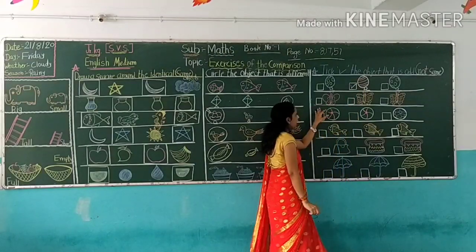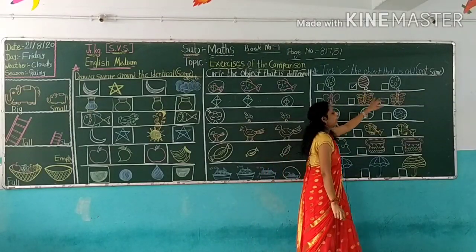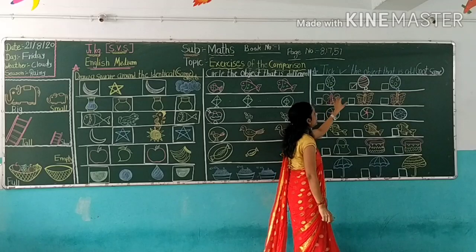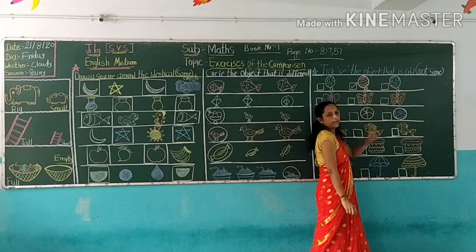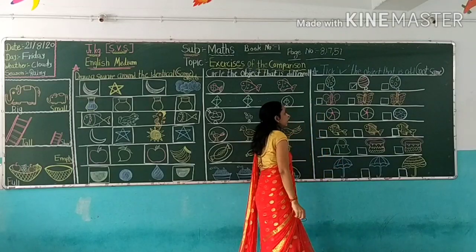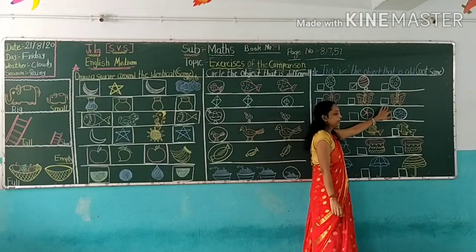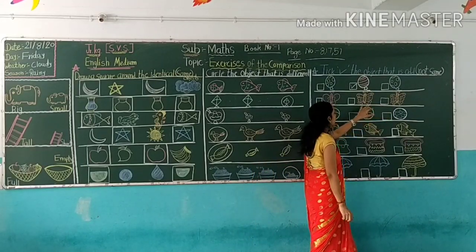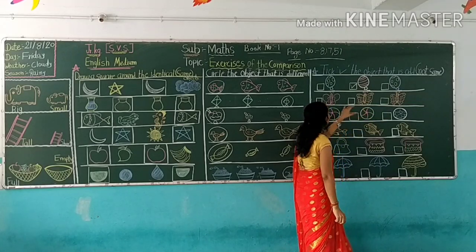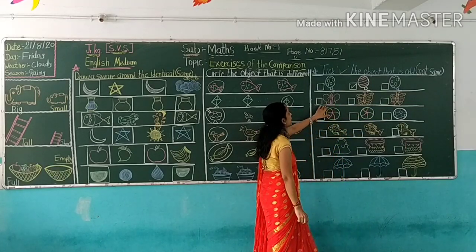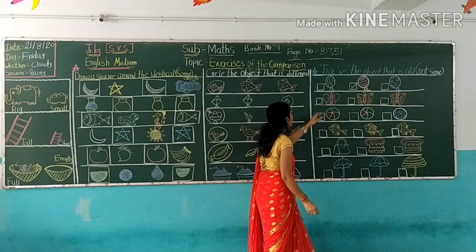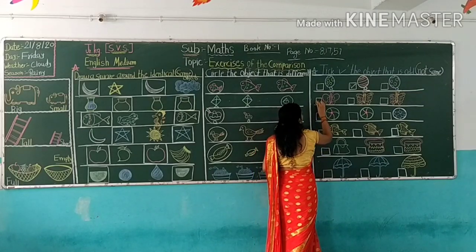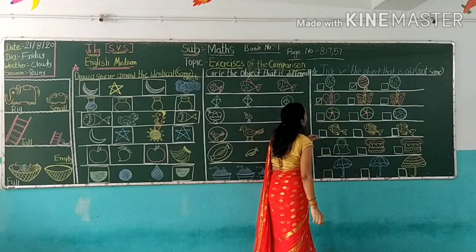Okay. Here I drew 3 butterflies. What are these? Butterflies. 1, 2 and 3. So which picture is odd? This? No. This? No. This? Yes. This butterfly is not same. Okay. So tick the right here.